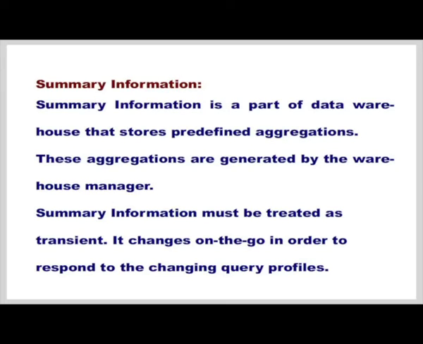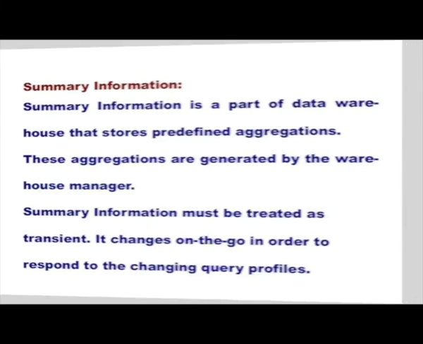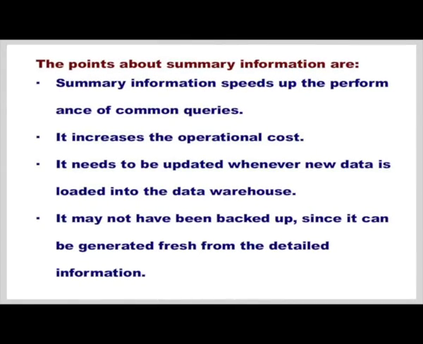Summary information. Summary information is a part of the data warehouse that stores predefined aggregations. These aggregations are generated by the warehouse manager. Summary information must be treated as transient. It changes on the go in order to respond to the changing query profiles. The points about summary information are: summary information speeds up the performance of common queries, it increases the operational cost, summary information needs to be updated whenever new data is loaded into the data warehouse, it may not have been backed up since it can be generated fresh from the detailed information.